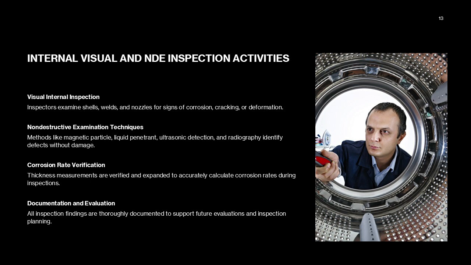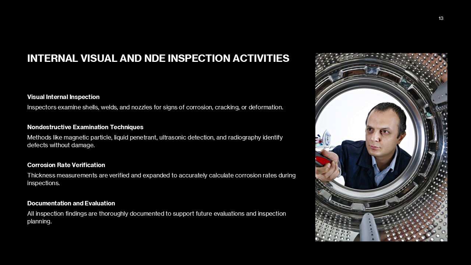Inspectors visually examine the shell, heads, weld seams, and nozzles for corrosion, cracking, deformation, or evidence of overheating. Reactor internals such as catalyst support grids, trays, and hold-down devices are inspected for wear, distortion, and attachment integrity.